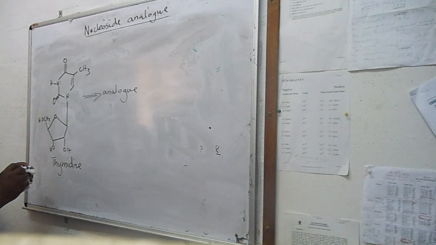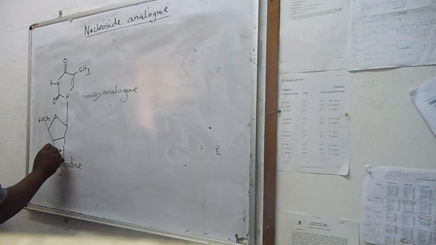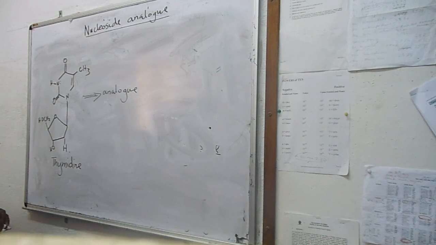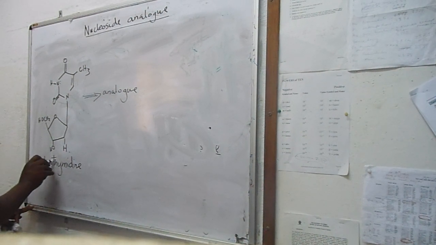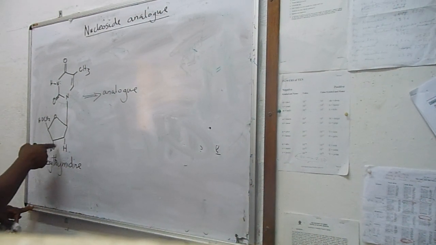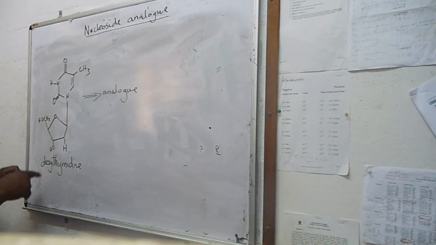For a start, let me use a different sugar. Instead of using ribose, let me use a deoxyribose sugar. So therefore, this will be deoxythymidine, because the sugar is deoxyribose. What is the analog?